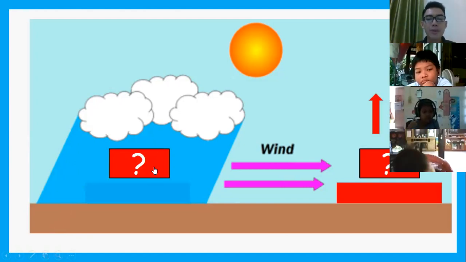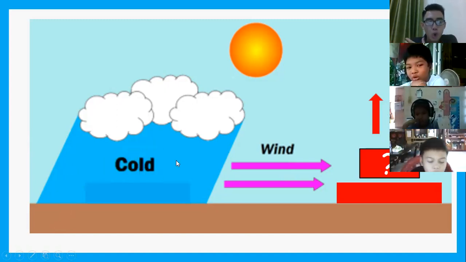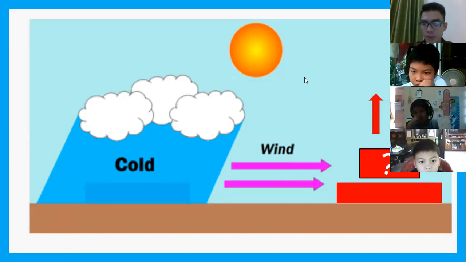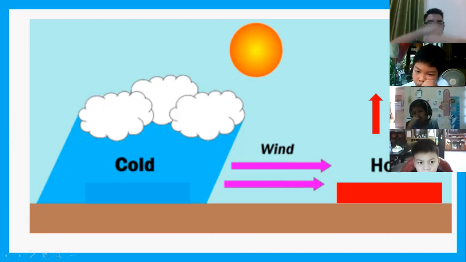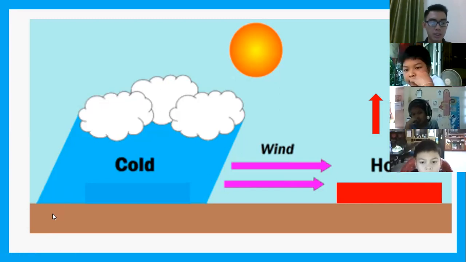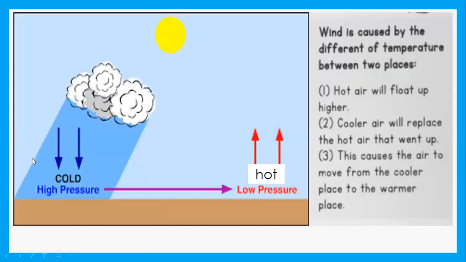What type of weather is it? Cool. Yes, cool or cold weather. The cold or cool weather is moving towards the hot weather. Yes, very good, Indy. And the hot weather is moving up in the sky and disappears. Let's take a look at this again.